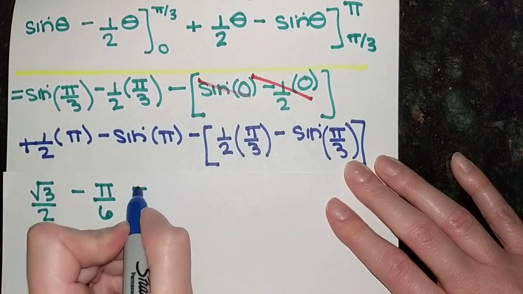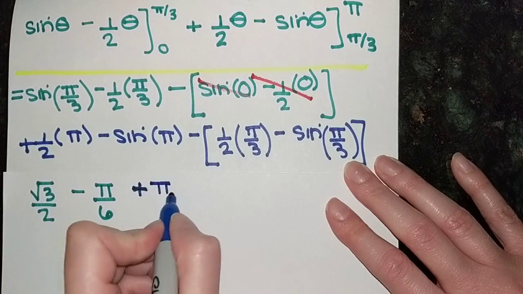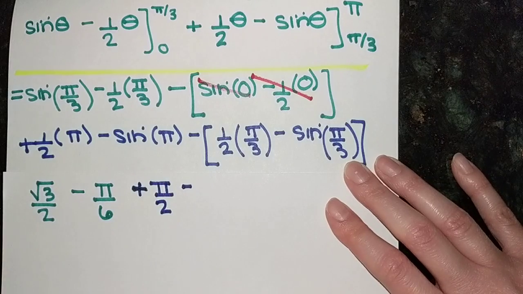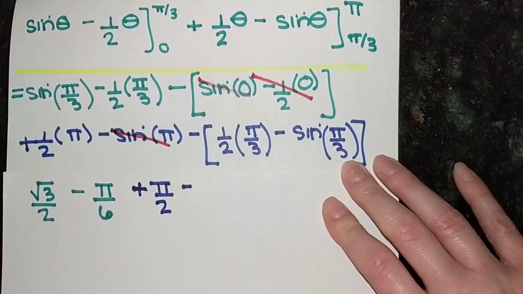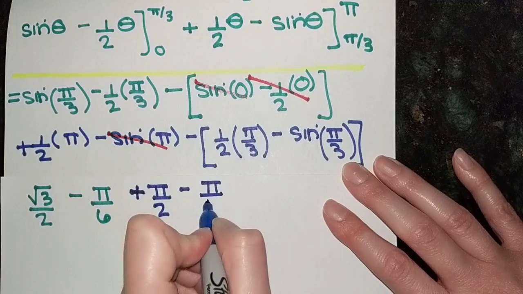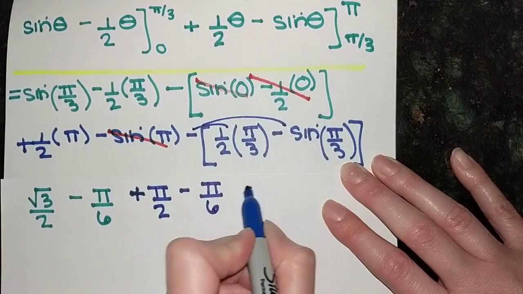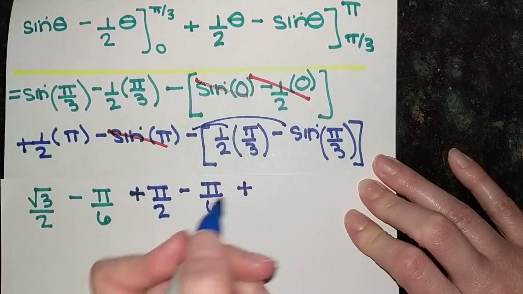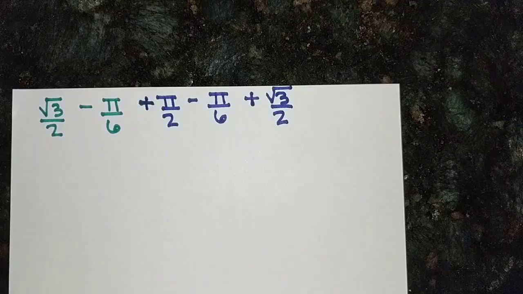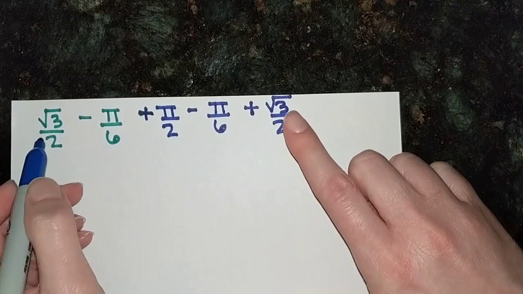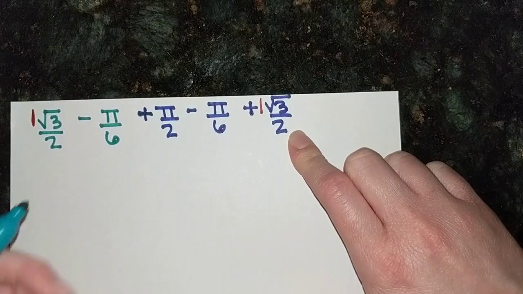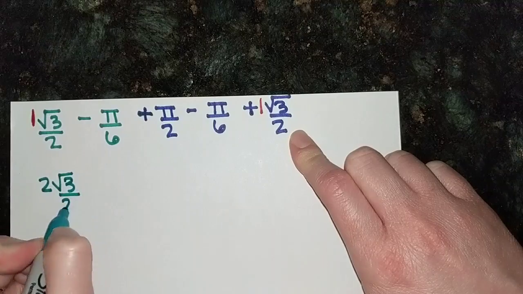Then we go to the plus, the 1/2 times pi gives you pi over 2, minus sine of pi, which is also going to cross out because sine of pi goes to 0. Then we have our minus, the 1/2 times pi over 3 goes to a pi over 6, and then distributing here, you get plus, and sine of pi over 3 is the square root of 3 over 2. Okay, so now we just need to simplify these terms here. So you have a square root of 3 over 2 and another square root of 3 over 2. So if you add those coefficients, you're going to get 2 square root of 3 over 2.